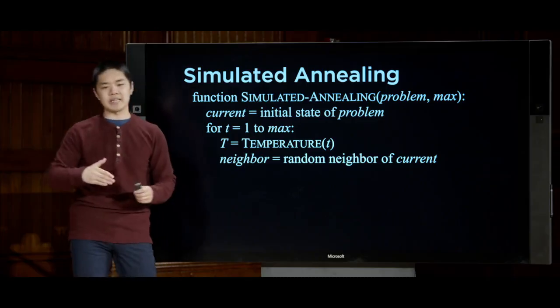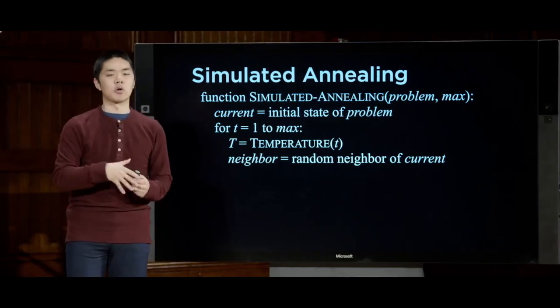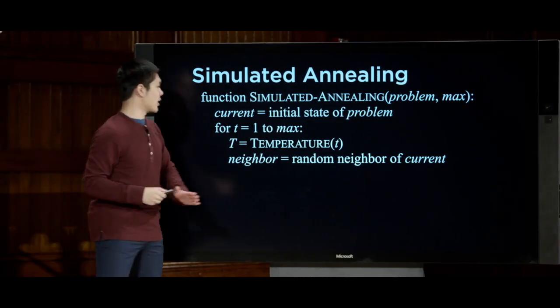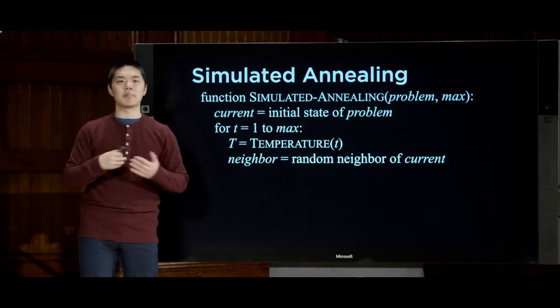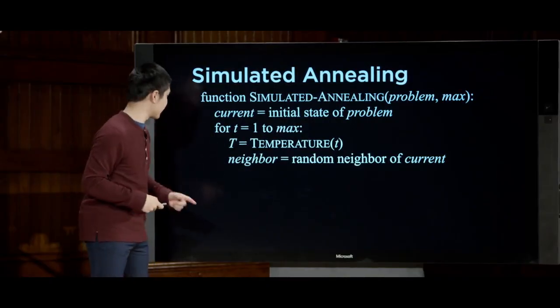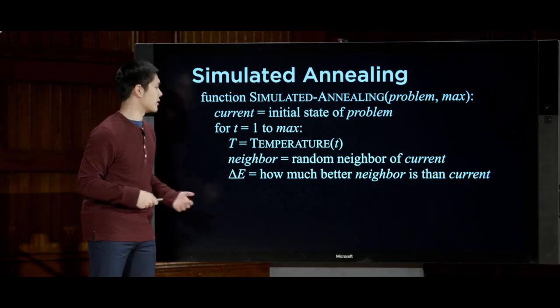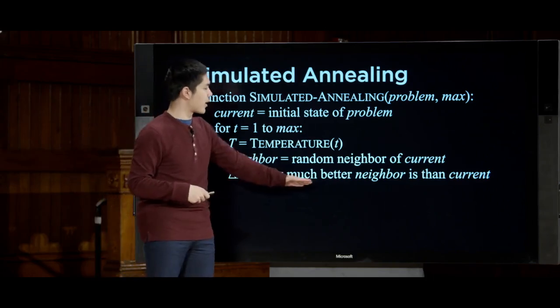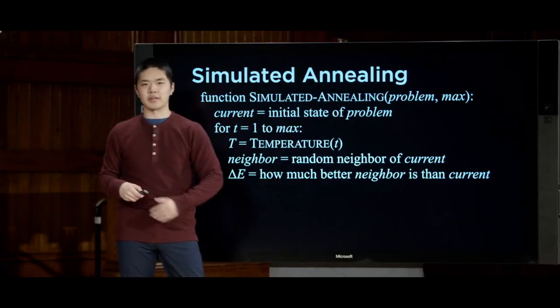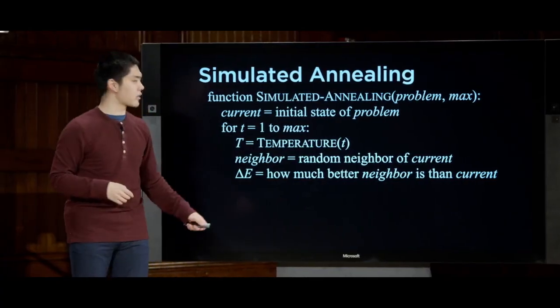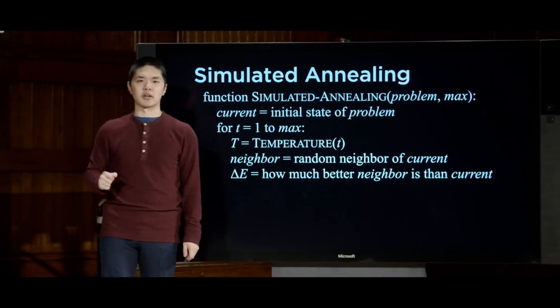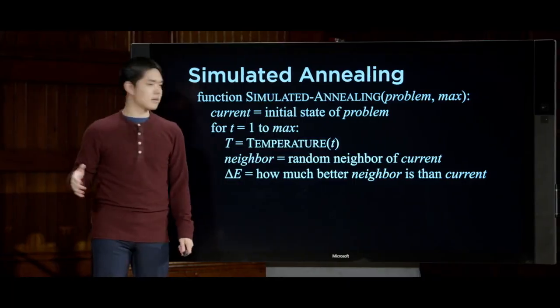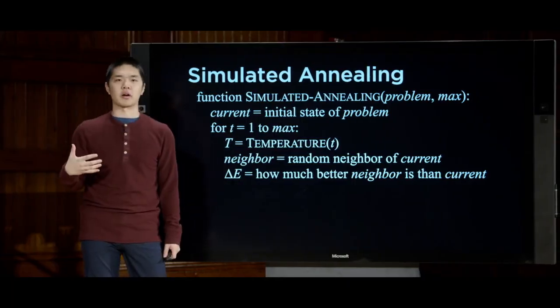No longer are we going to be picking the best neighbor that we possibly can, or just one of the better neighbors that we can. We're going to pick a random neighbor. It might be better, it might be worse, but we're going to calculate that. We're going to calculate delta E for energy in this case, which is just how much better is the neighbor than the current state. So if delta E is positive, that means the neighbor is better than our current state. If delta E is negative, that means the neighbor is worse than our current state.